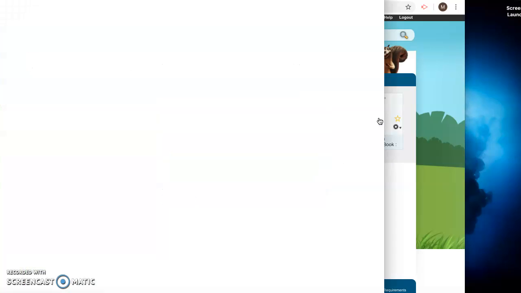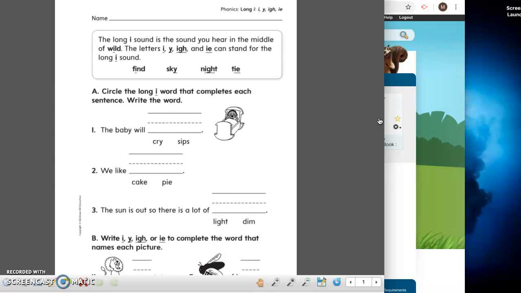Practice book. For some reason it has all the workbook pages, and your child is not required to do all these pages this week. On the Dojo story, I posted specifically what pages we are looking for, so don't stress, they don't have to do all the pages.